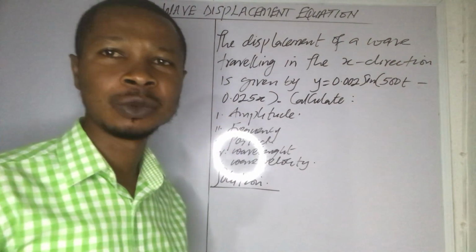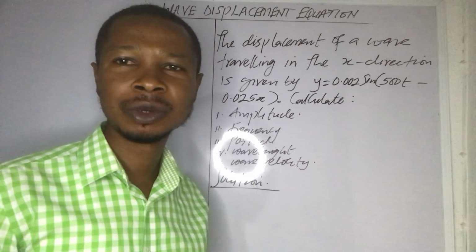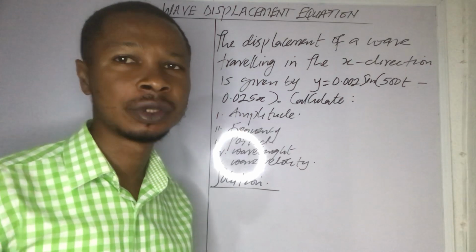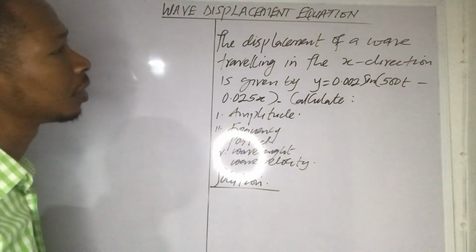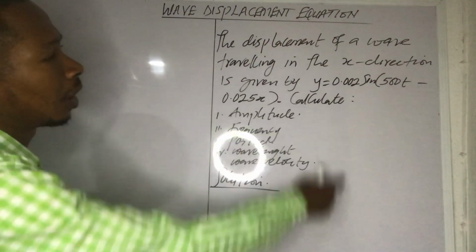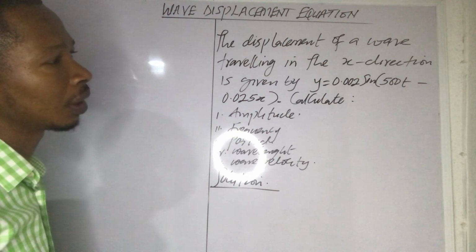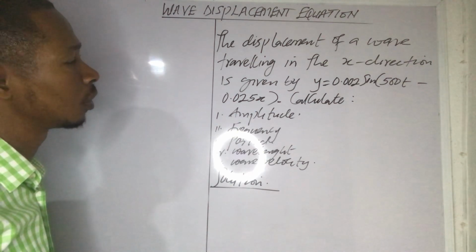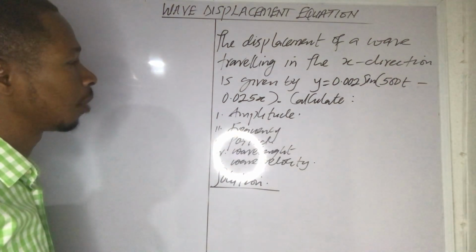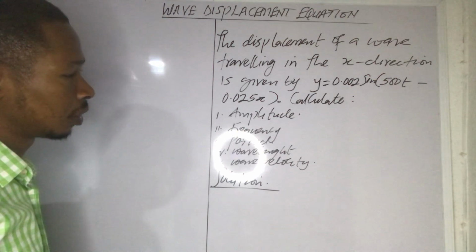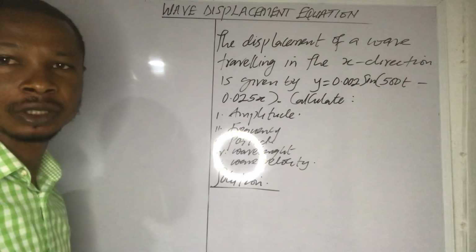In today's lesson, we are looking at wave displacement equation. Another example under wave displacement equation. The displacement of a wave traveling in the x direction is given by y is equal to 0.002 sine open bracket 500t minus 0.025x. Calculate the amplitude, frequency, period, wavelength, and the wave velocity.